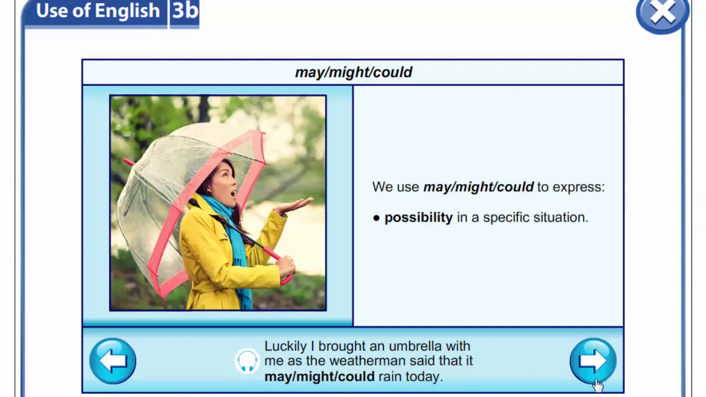We use may, might, could to express possibility in a specific situation. Luckily, I brought an umbrella with me, as the weatherman said that it may rain today. Luckily, I brought an umbrella with me, as the weatherman said that it might rain today. Luckily, I brought an umbrella with me, as the weatherman said that it could rain today.